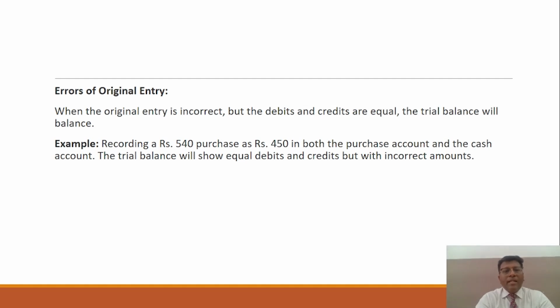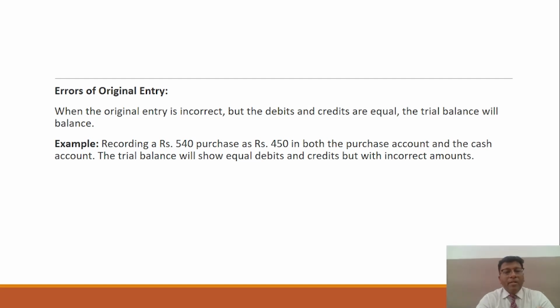And errors of original entry. It is very simple to understand: when the original entry is incorrect but the debit and credits are equal, the trial balance will balance. At the time of the journal entry, if you make the entry wrong but you enter the same amount in the debit and credit side, the balance is equal from the very beginning and you post the same entry into the ledger, so there is no impact on the debit and credit balance. When finally you prepare the trial balance, you will find no error, but the error exists in the original entry.